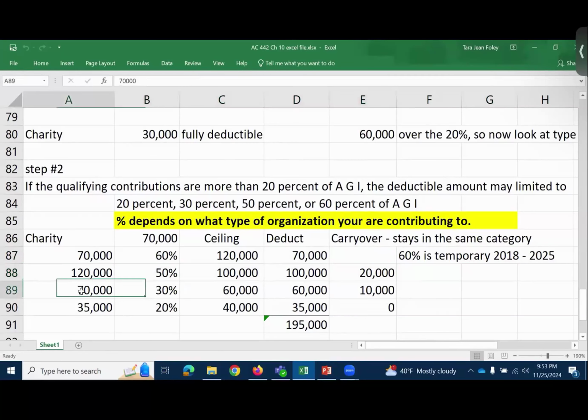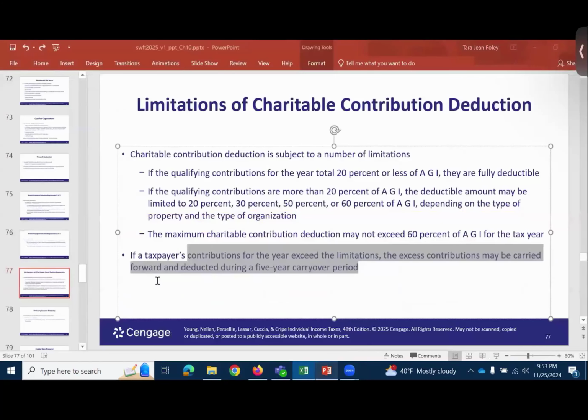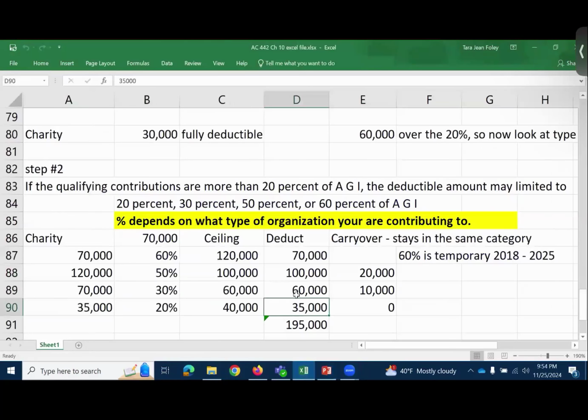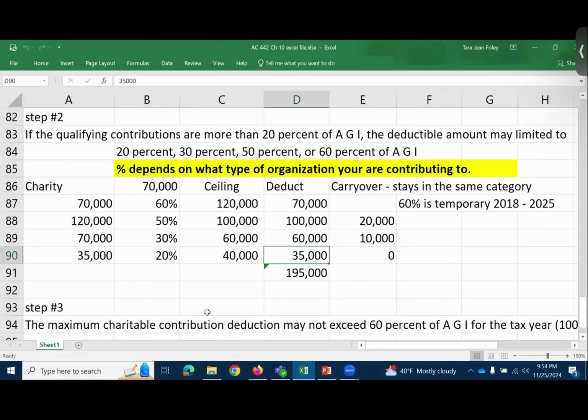I contributed 70,000 to my 30% organizations. My ceiling is 60, so I can only deduct 60. That $10,000 difference, 60 versus 70, I carry over. The 35 has a ceiling of 40, so I can deduct the whole thing. Now, the last thing says the maximum charitable contribution deduction may not exceed 60% of AGI. What's 60% of my AGI? 120, right? 60%.